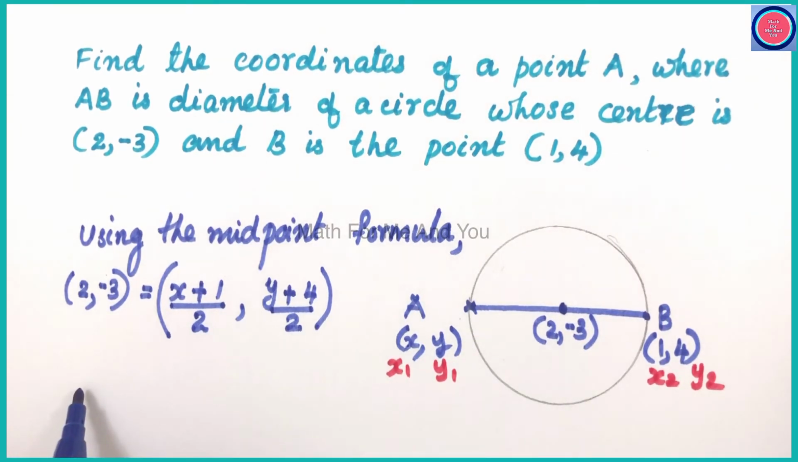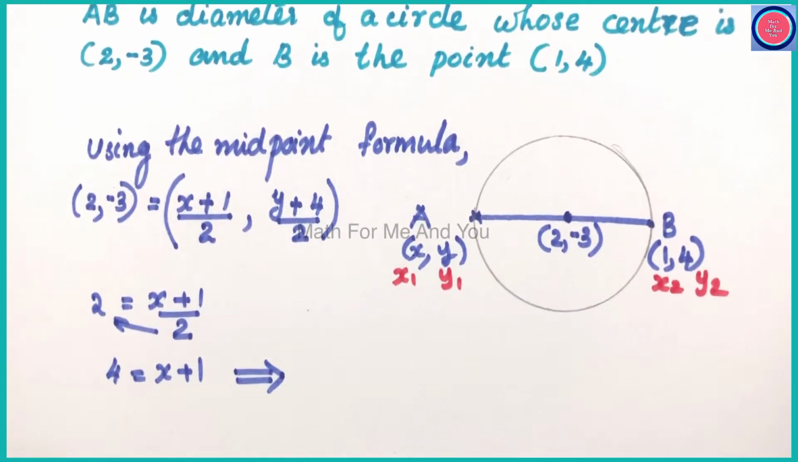X coordinates on the left side and right side. We get 2 is equal to x plus 1 over 2. Cross multiply, we get 4 is equal to x plus 1. What about x? We can find the value of x as 4 minus 1, and that is equal to 3. X is equal to 3.